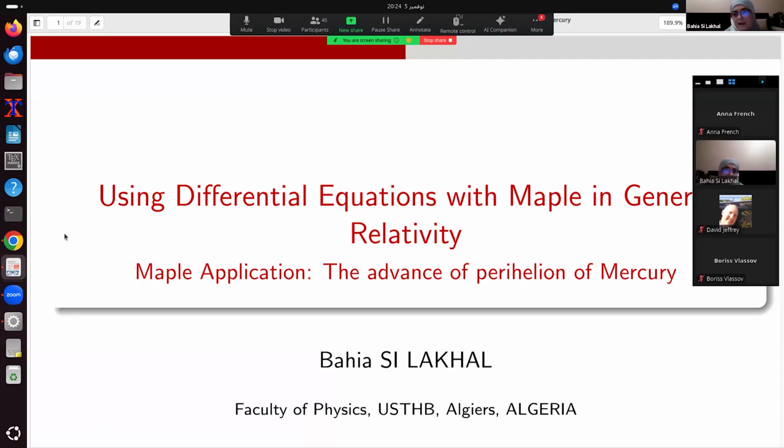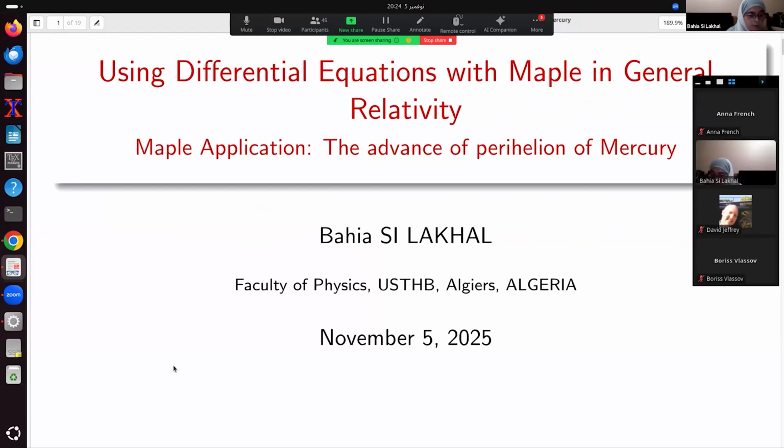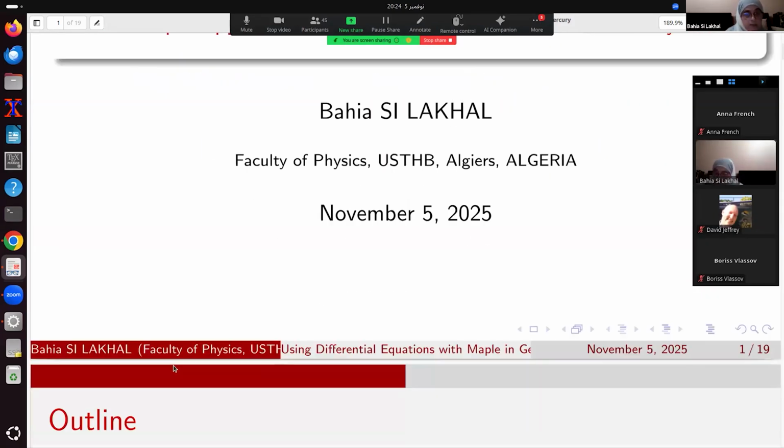So I am happy to take part in this conference. My name is Bahia C. Lakhal from USTHB University in Algiers. Today I will present a well-known example from general relativity, the advance of the perihelion of Mercury, and show how we can use Maple to solve and visualize the equations involved.